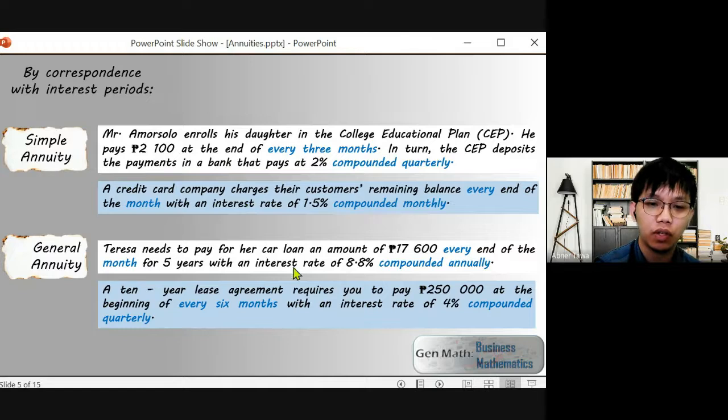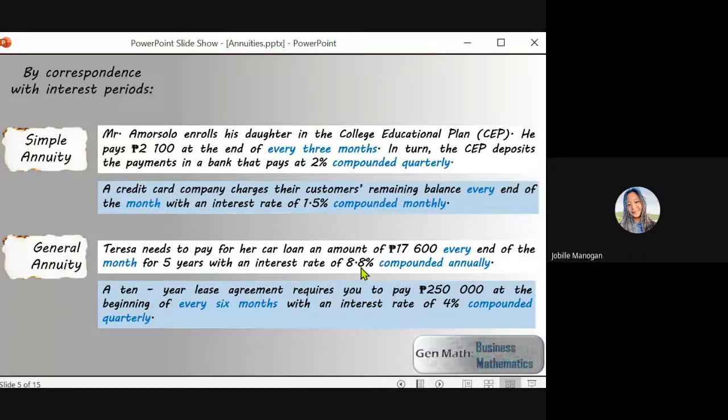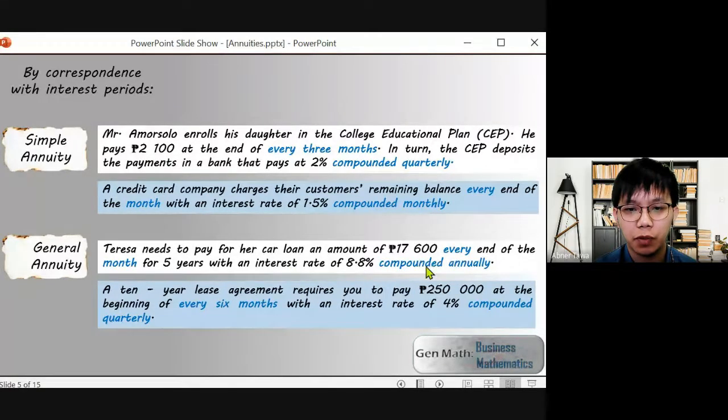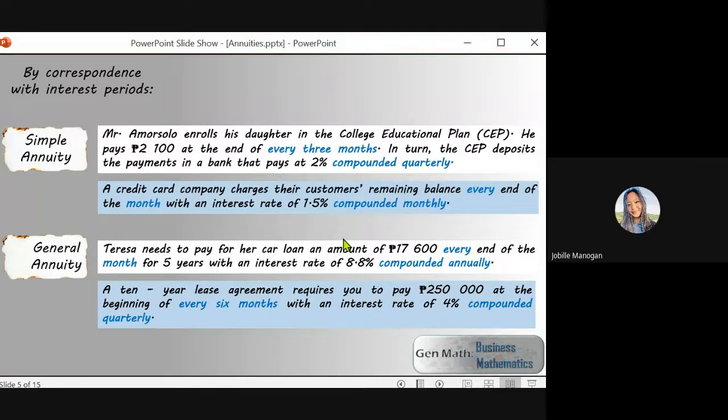Okay, hold on, Miss Jubel. Thank you for reading. Based on this problem, what will be our payment interval, Ms. Jubel? Every end of the month, sir. Okay, and then what is our interest period? Compounded annually. Okay, thank you.